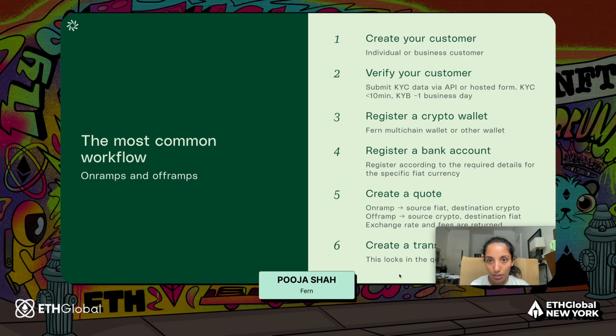But these are the most common steps that we see our customers going through. So the first thing is needing to create your customer, and again, this can be an individual or a business. Once the customer has been created, they need to be verified. There are two ways to verify customers. You can either submit the KYC data for the customer via our API. This enables you to create a fully white labeled and ideal user, a customizable user experience for how you want to be collecting this information.